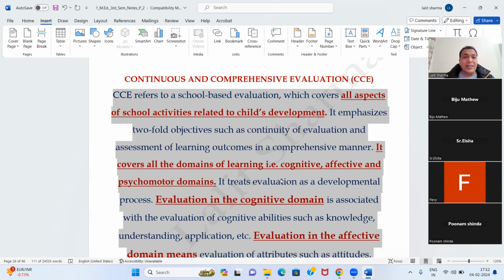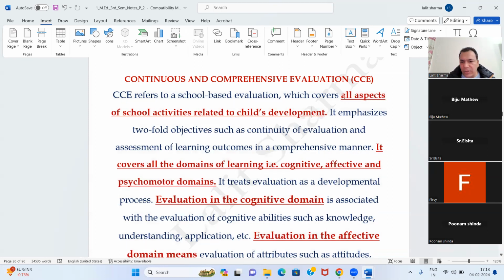So this is important. That's why I'm telling you, conceptual knowledge is important. Increase it. If you are good in English, then you can stretch the answer. But conceptual knowledge is also important. Continuous and comprehensive refers to a school-based evaluation which covers all aspects of school activities related to child's development. Look at the important point, I have underlined it, guys.